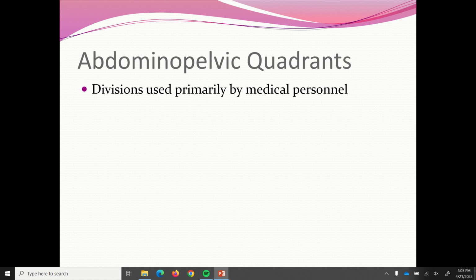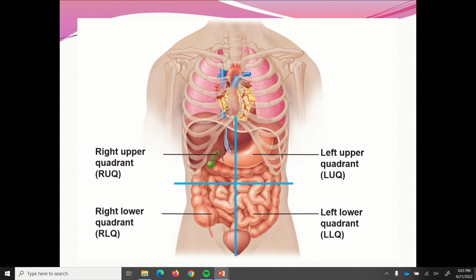Looking at abdominopelvic quadrants is a convenient way to divide the abdominopelvic region into 4 major subdivisions that can be used by medical personnel to assess injuries or pain. And they include the right upper quadrant, the left upper quadrant, the left lower quadrant, and the right lower quadrant.